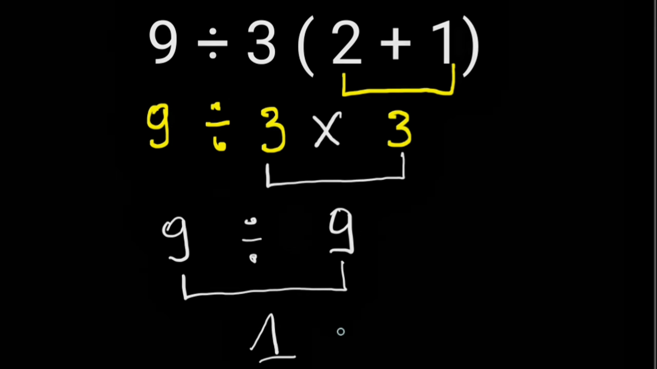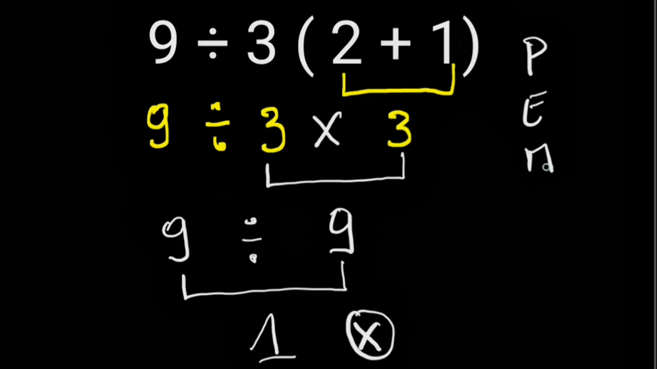So this is what many people are going to do, but this method is completely wrong. To solve a math problem like this one, there's a rule you have to follow called PEMDAS. Parenthesis, exponent, multiplication and division, and finally addition and subtraction.